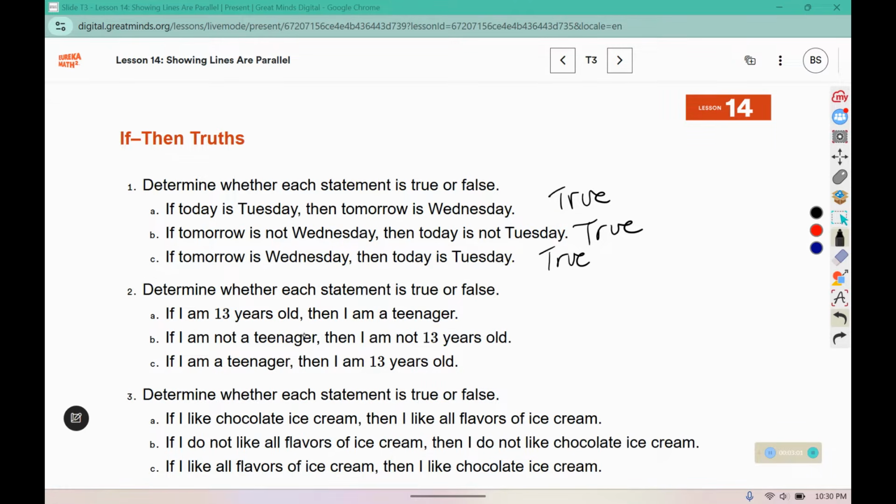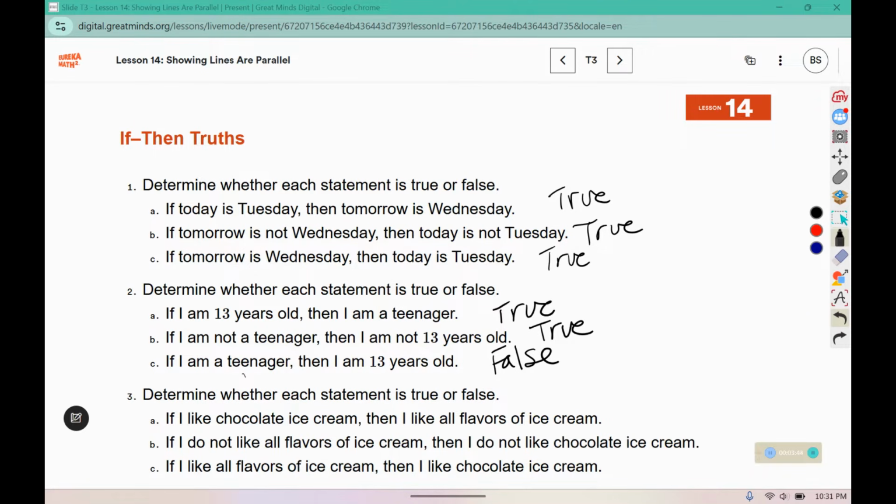If I am 13 years old, then I am a teenager. That would be correct. If I am not a teenager, then I am not 13 years old. If you're not a teenager, you can't be 13. If I am a teenager, then I am 13. Well, if you're a teenager, you could be 13, 14, 15, 16, 17, 18, 19. So is this one true? If you are a teenager, you must be 13? No, that one is false.